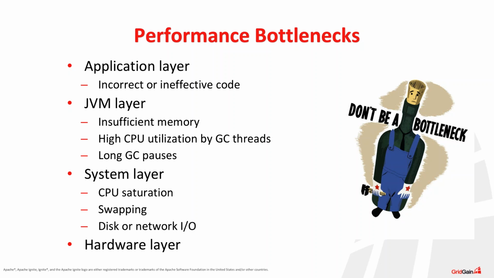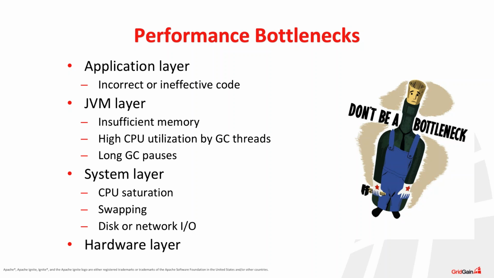The first one is the application layer. This is your actual application code, including all the dependencies that you're using. Bottlenecks here are usually caused by incorrect or ineffective code. As an example, if you're using Ignite incorrectly, in some cases it can even cause performance degradation instead of performance improvement. You need to make sure that you do everything correctly and in an efficient way, so that the application works fast.